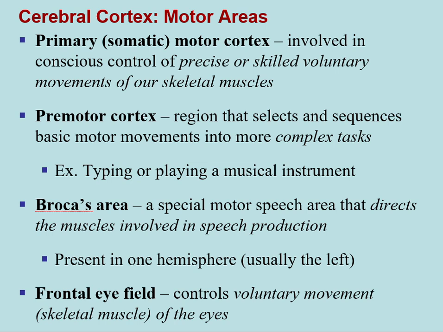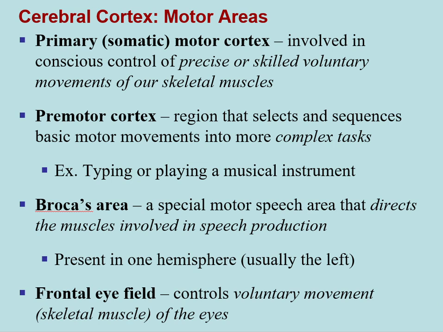You have the primary somatic motor cortex. So primary, kind of first and foremost, also known as somatic, so soma, something to do with the body, motor cortex. So it should make sense from its name that it's involved in something to do with skeletal muscle, because it's going to be a motor cortex having something to do with the body, and skeletal muscles move the body. If that's what you get from the name, then you would be correct. It is involved in conscious control of precise or skilled voluntary movements of our skeletal muscles. So it's involved in sending out outputs to our skeletal muscles on how to move.